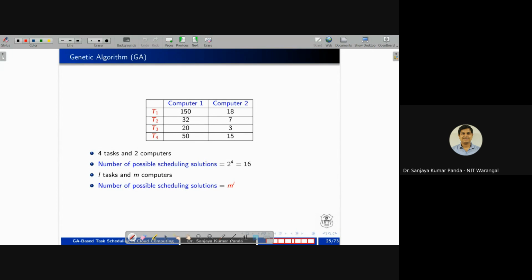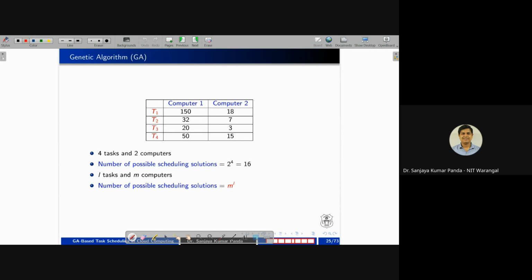So it is taking 32 units of time in computer 1 and 7 units of time in computer 2. In the T3 case, it is taking 20 units of time in computer 1 and 3 units of time in computer 2. Similarly, in the T4 case, it is taking 50 units of time in computer 1 and 15 units of time in computer 2. So what I can conclude is that irrespective of the task, computer 2 is better than computer 1.